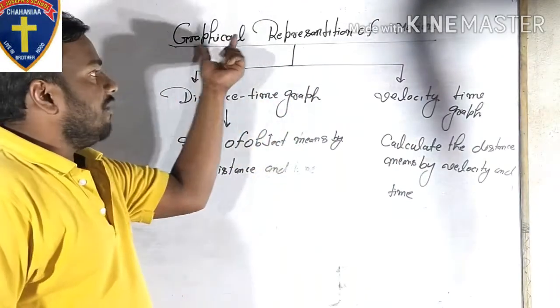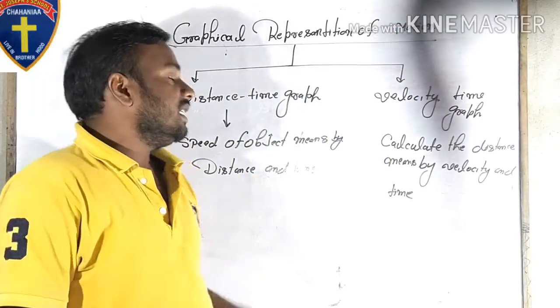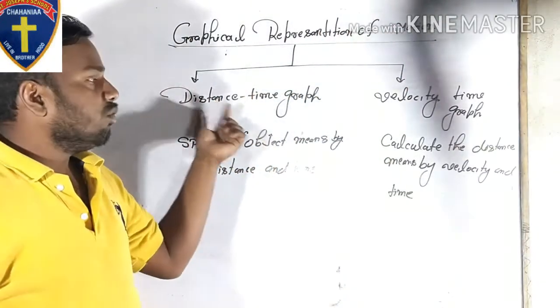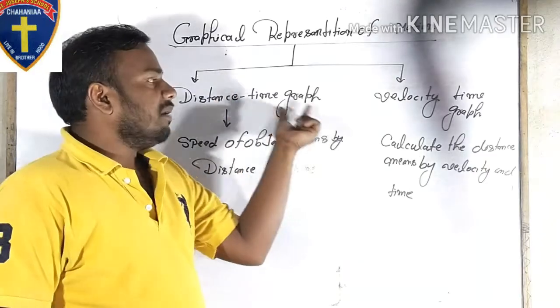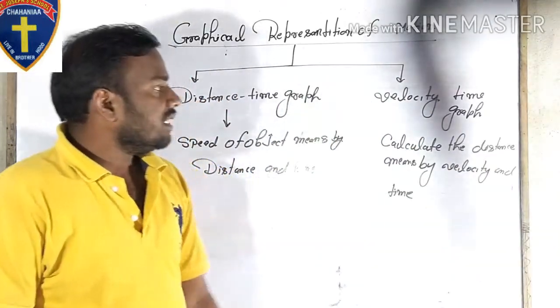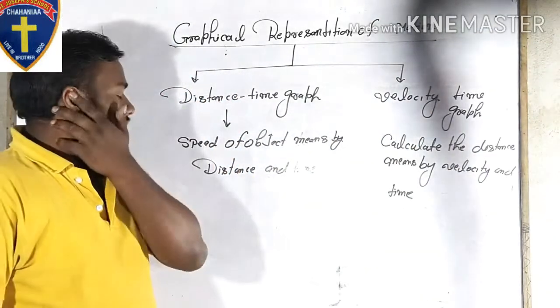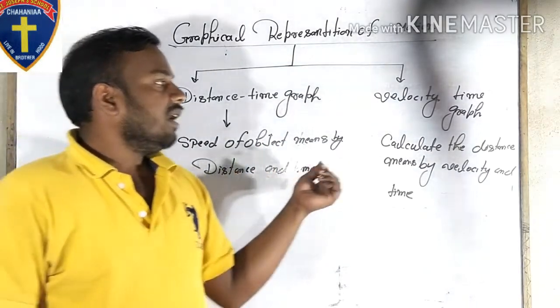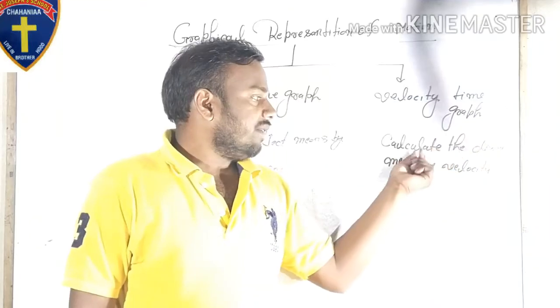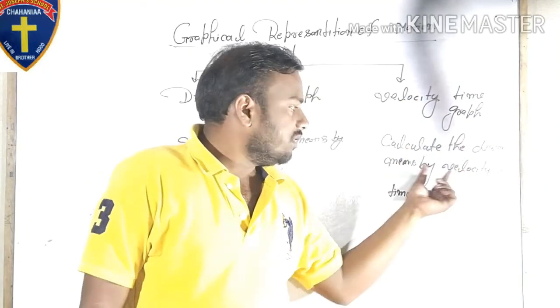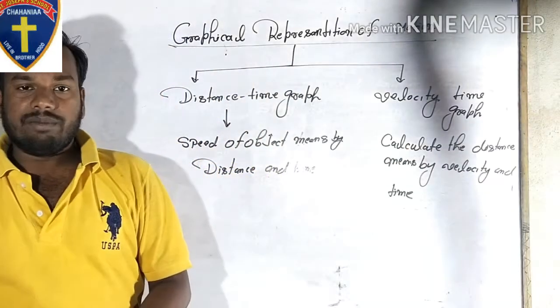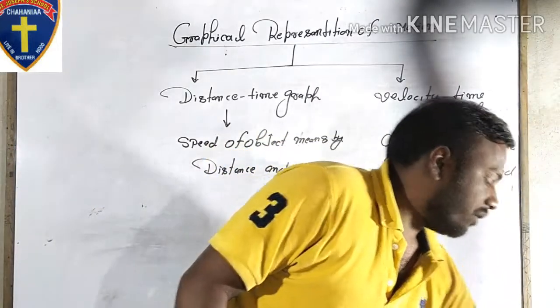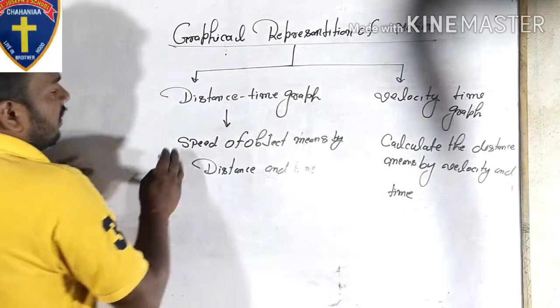Now, graphical representation of motion is represented by two methods. First is the distance-time graph, second is the velocity-time graph. In the distance-time graph we calculate speed, by distance and time, and in the velocity-time graph we calculate distance, by velocity and time. Now we discuss the first topic: what is the distance-time graph?